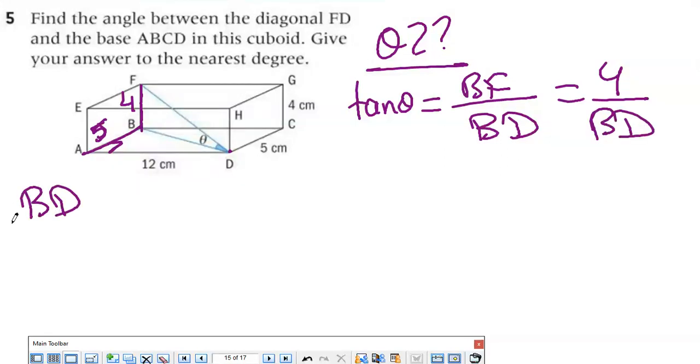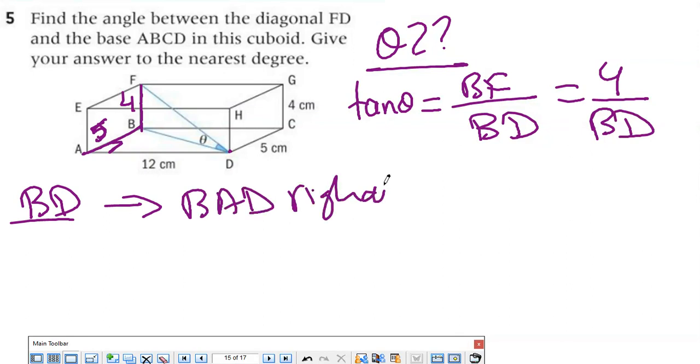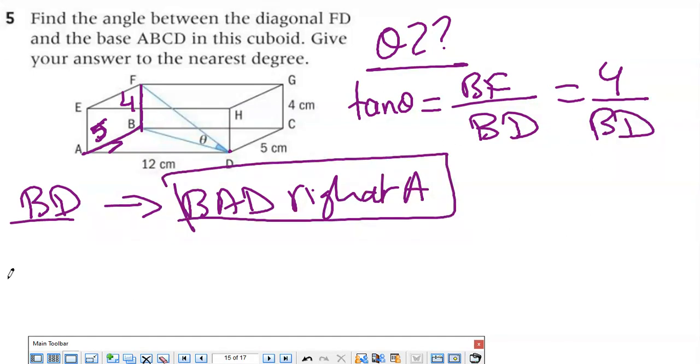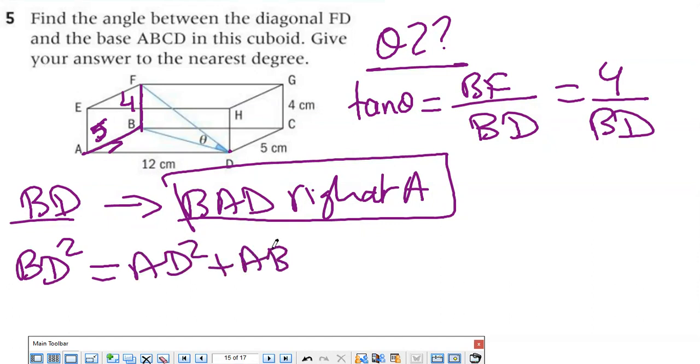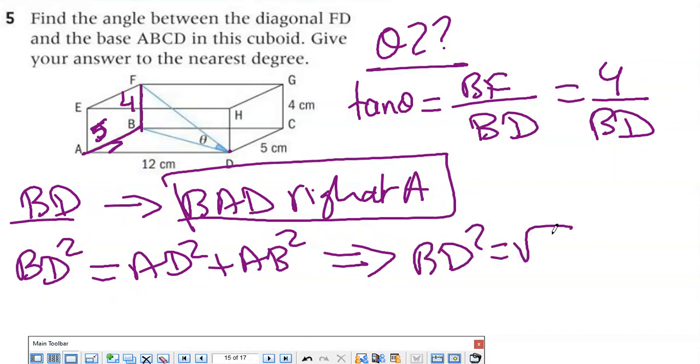Where are we going to find BD? We will find it in the right triangle BAD. It's right where? Right at A. Pythagoras. What is Pythagoras going to tell me? Pythagoras gives me that BD squared is equal to AD squared plus AB squared. And all we need is to replace. Guys, I'm not replacing in detail because I want to finish quickly. So it's going to be radical of 12 squared plus 5 squared. So BD squared is equal to 169, so BD is going to be 13.